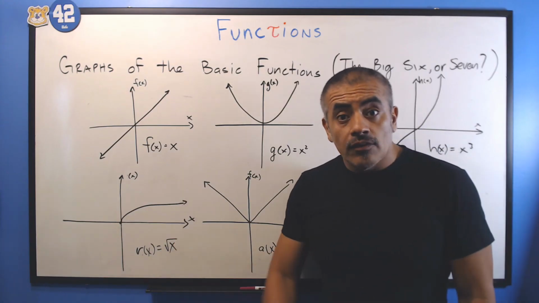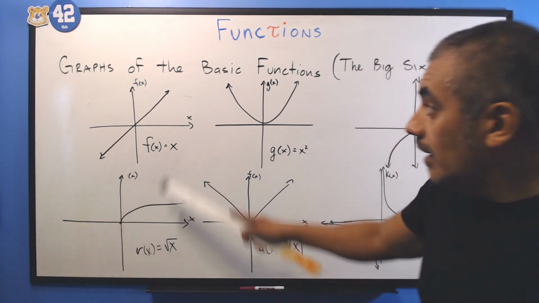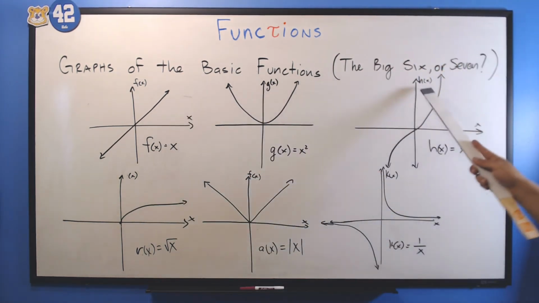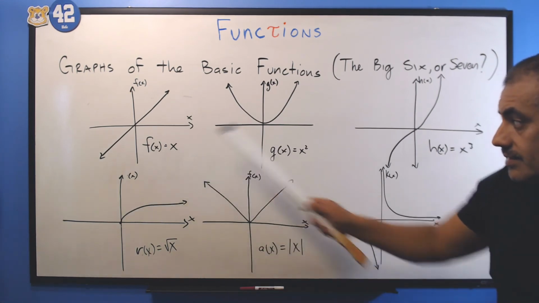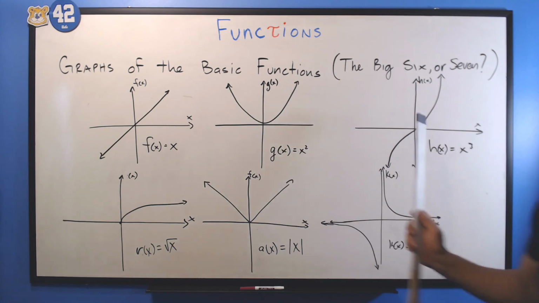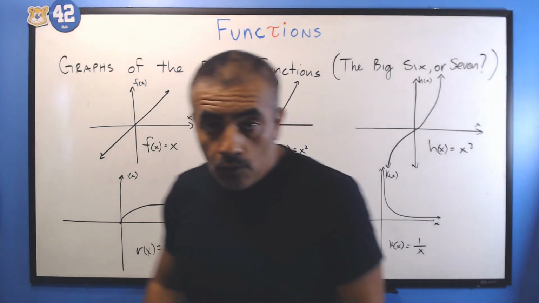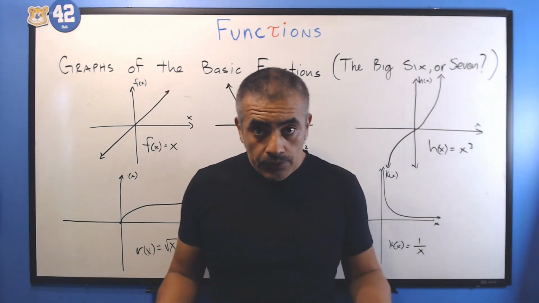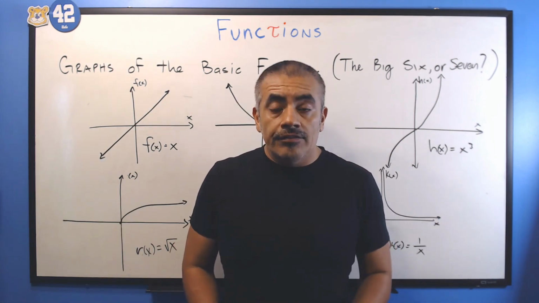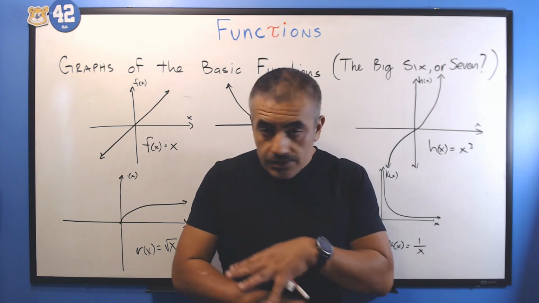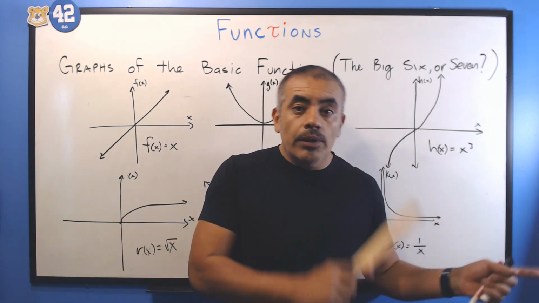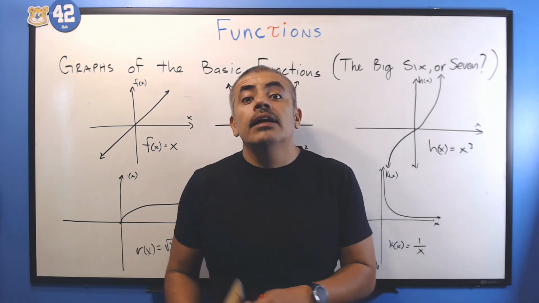Now let's take a look at all these functions side by side. If we take a look at f of x, g of x, and h of x, which are the top 3 functions here, we notice something similar. x, x squared, x cubed. The top 3 functions are all polynomials. In general, polynomials are going to have the domain from negative infinity to positive infinity. All polynomials have domain negative infinity to positive infinity.